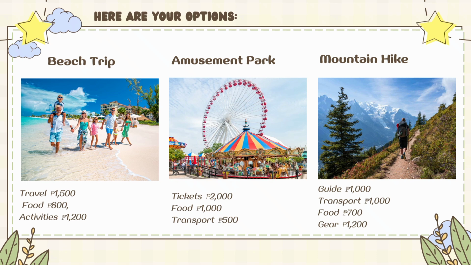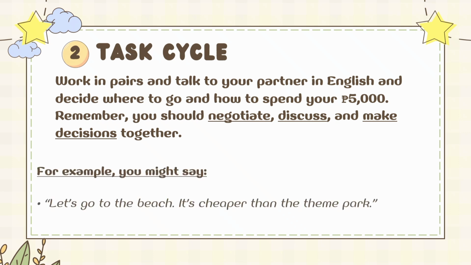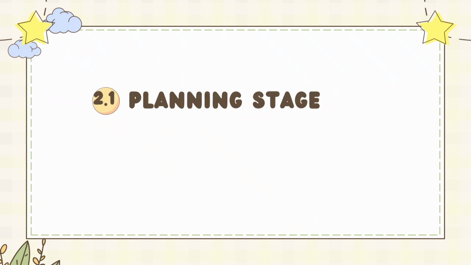You must work together and plan carefully so you don't go over budget. At this time, please work in pairs. Talk to your partner in English and decide where to go and how to spend your 5,000 peso. Remember, you should negotiate, discuss, and make decisions together. For example, you might say these sentences. Now I will give you time to plan and a moment to discuss.